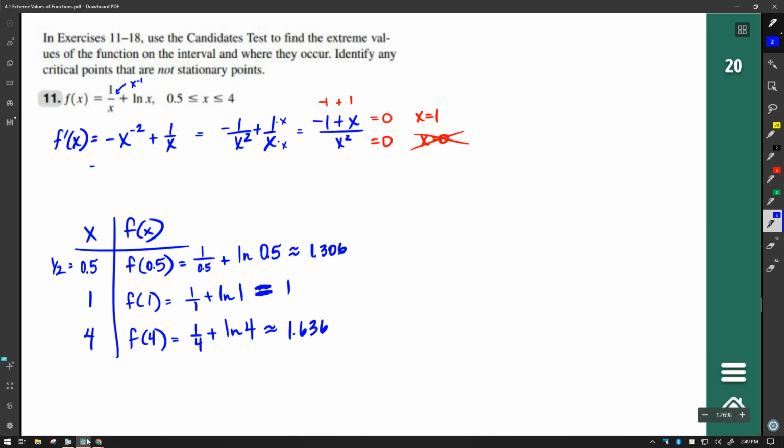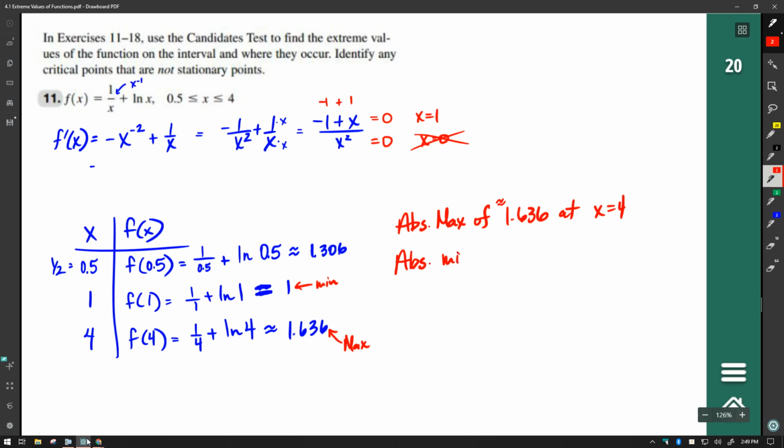So where are we at in this candidates test? Looks to me like I have a maximum value there, and the minimum value here is 1. So we want to give an answer of that. We have an absolute max of 1.636 at x equals 4, and we might even say approximately. And then we have an absolute minimum of 1 at x equals 1.